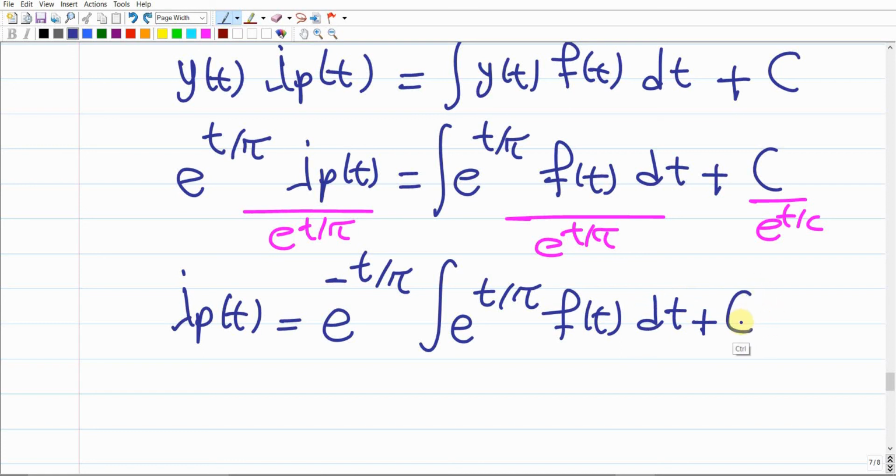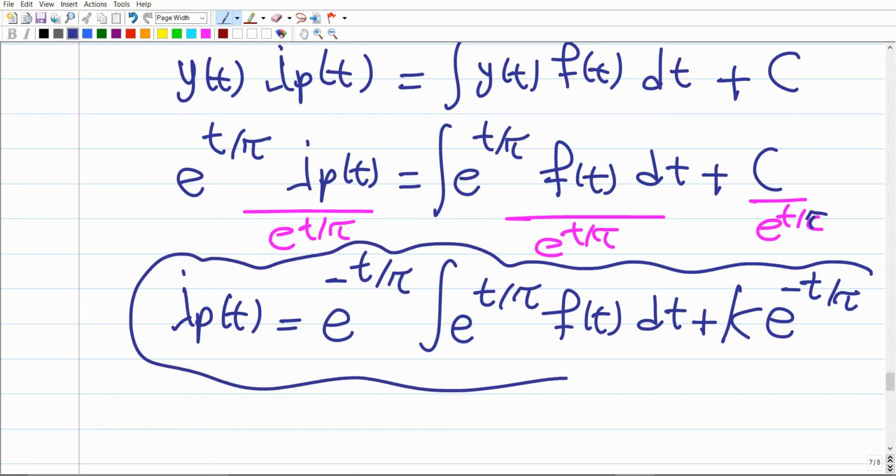or any constant like k. We can assume this one is k. Instead of c, you can use any letter like k, times e^(-t/tau). This should be tau. All right, so this is going to give us the particular solution. So we got here the form of the particular solution as a function of time, in terms of f(t), which is the right-hand side, and tau, right?